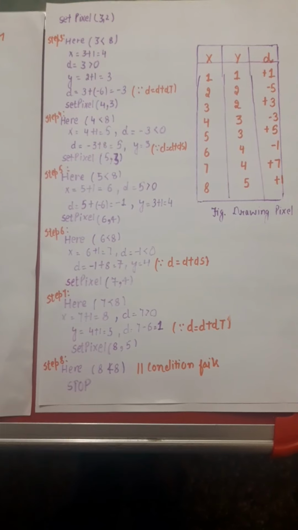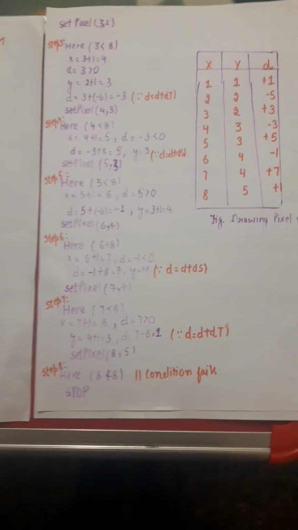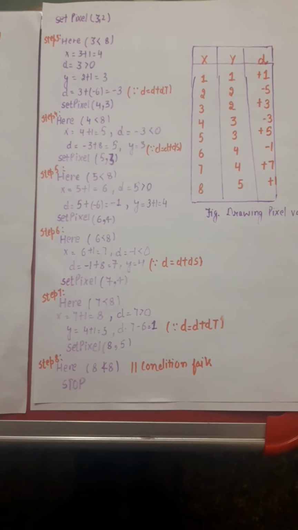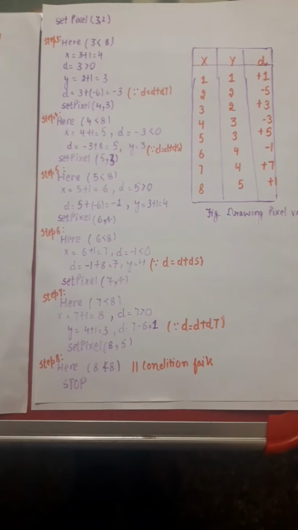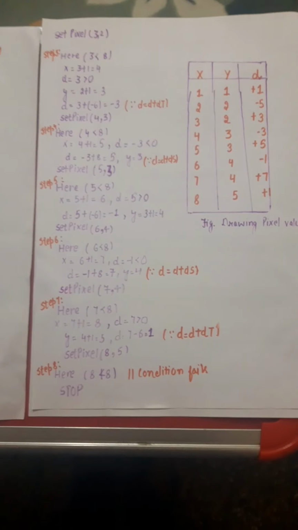And in the last step, we will see whether x is less than x2. Since here the value of x becomes 8, which is not less than the value of x2, our condition will fail here, and we will stop the algorithm here.